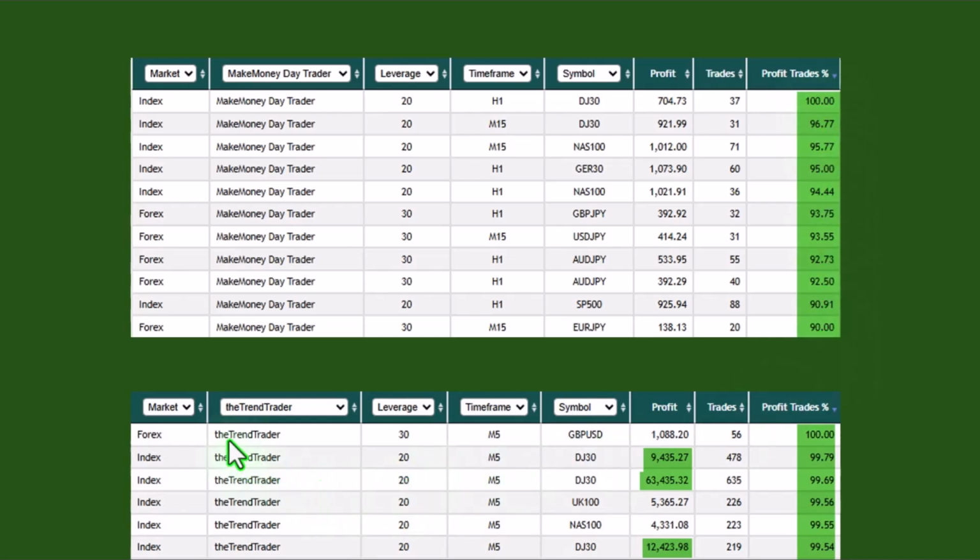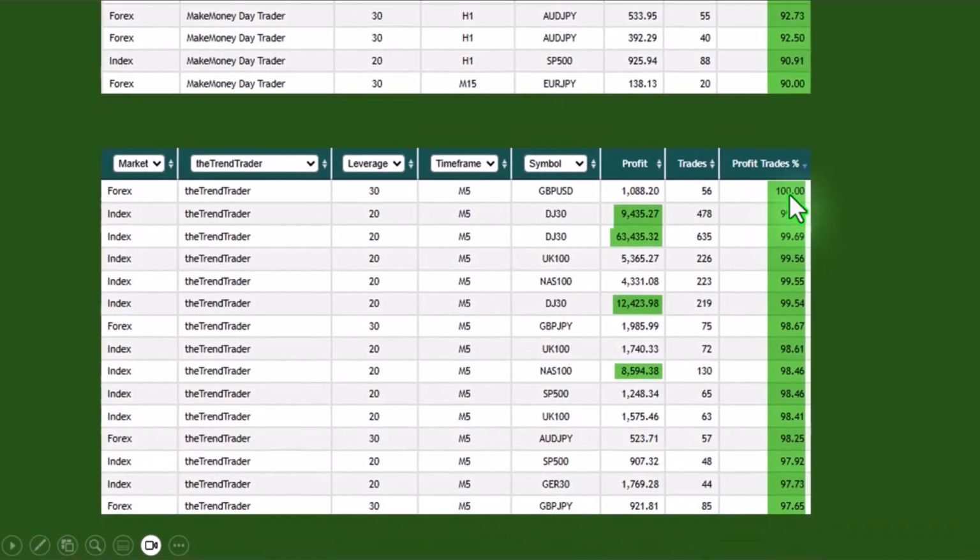Then you look at the Trend Trader, also 100% success rate, but there the Trend Trader is using many more trades to get to that level. So imagine making a 99.6% success rate trading 600 trades. Incredible results, and you can see the fantastic increases that are generated.